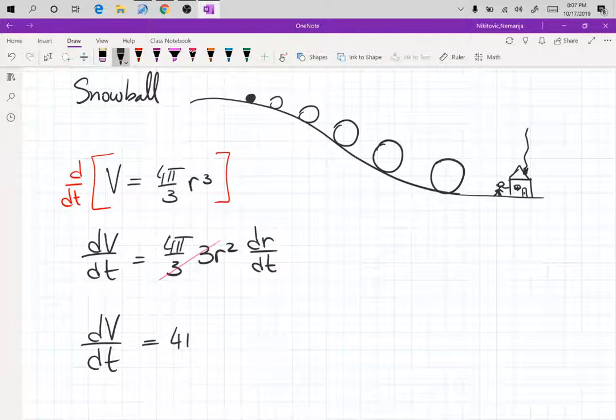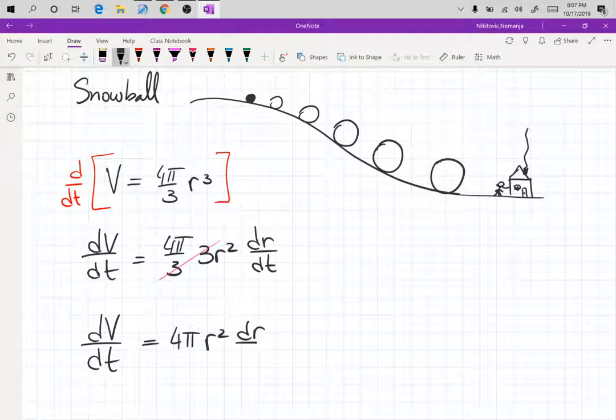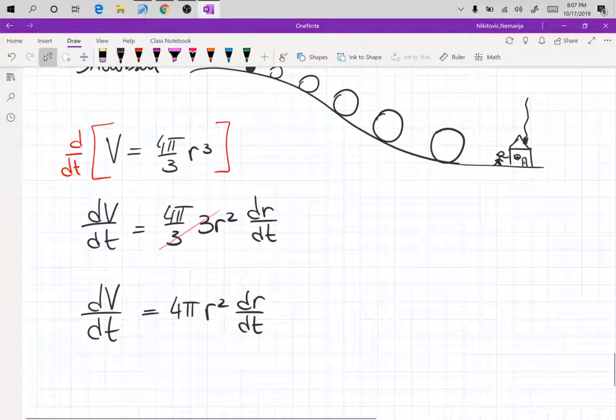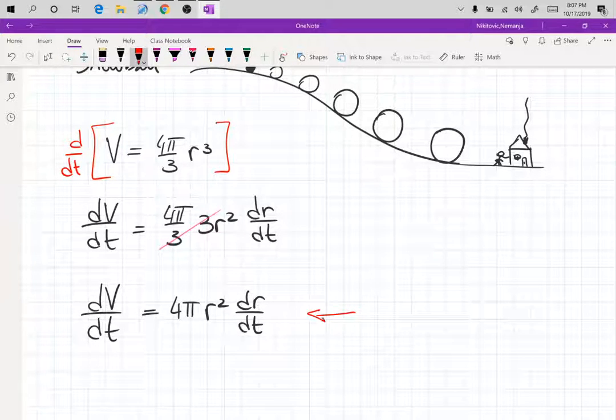So we have a 4 pi r squared dr dt. And this formula here is related rates.